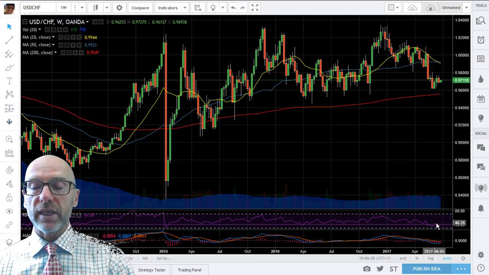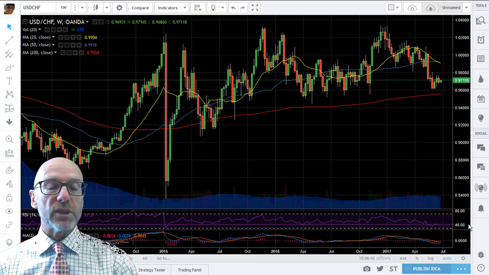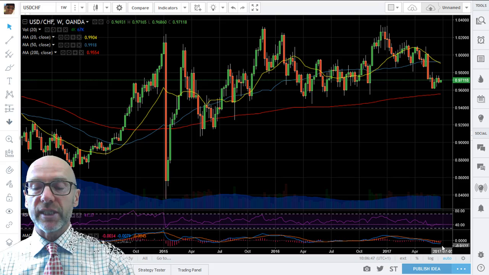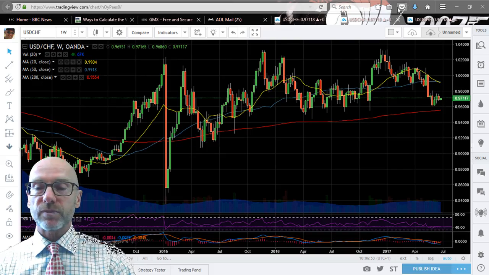Here on the weekly, the RSI is still in a downtrend, indicative of negative momentum, presently 41.37, so well below 50, and the MACD also tracking down below zero and indicating a sell signal and negative momentum.